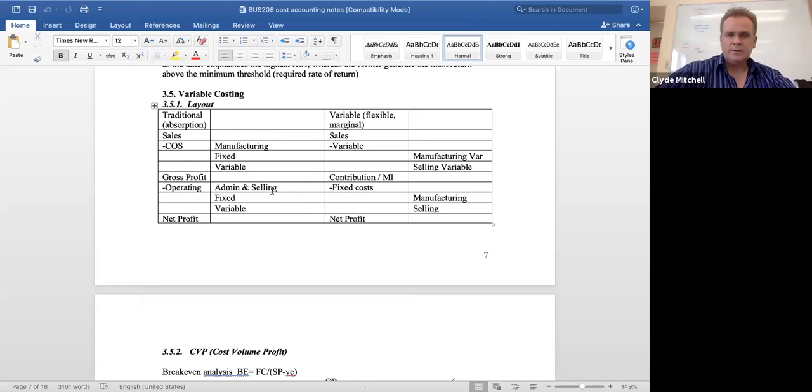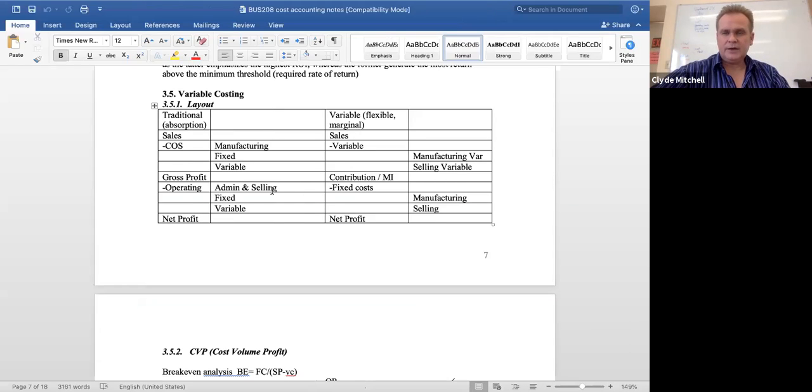Good morning, accounting students. So the next section that we're going to look at today is variable costing and cost volume profit. This falls under the section of decision making as a function of cost and management accounting. We're going to have a look at the notes and which section this relates to.